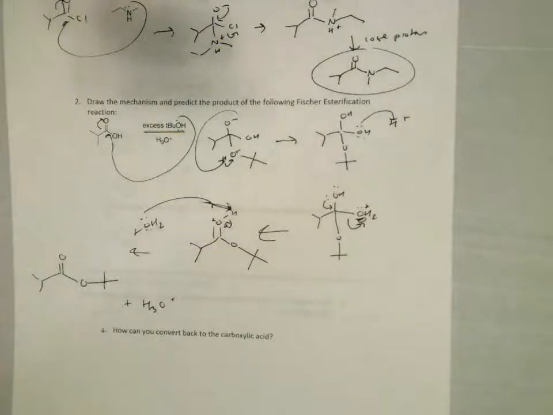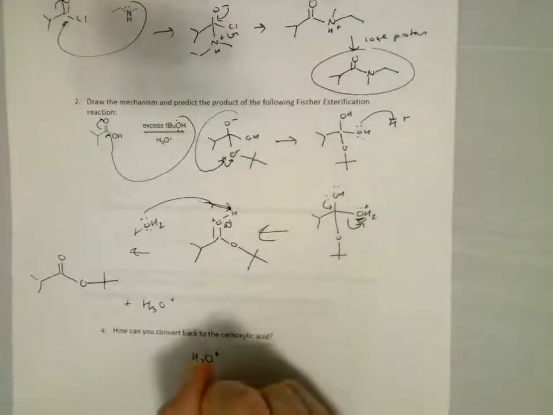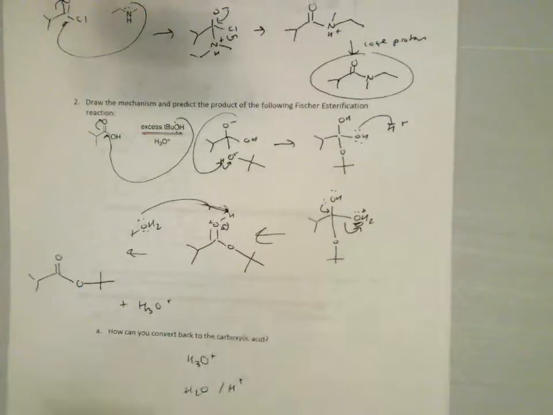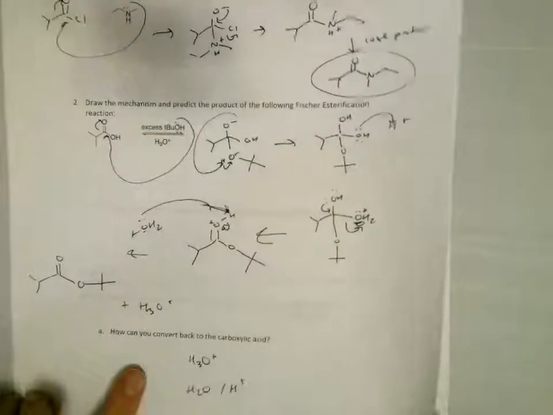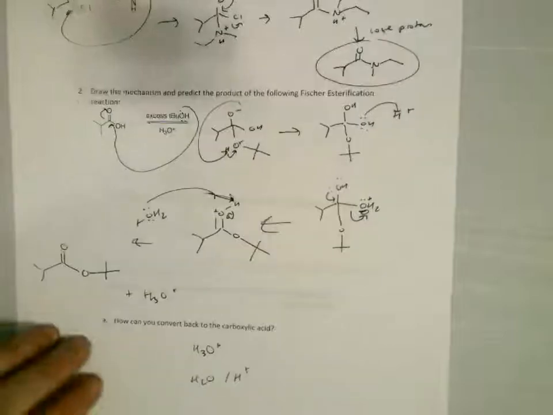And then if you add acid and water to that, it will convert it back to the carboxylic acid. That's called hydrolyzing back. And you can convert anything back to a carboxylic acid. Any of these carboxylic acid derivatives can be converted back with either water or acid and water, a combination of them depending on which derivative it is.